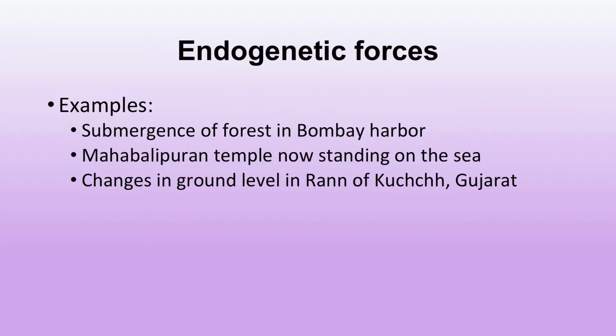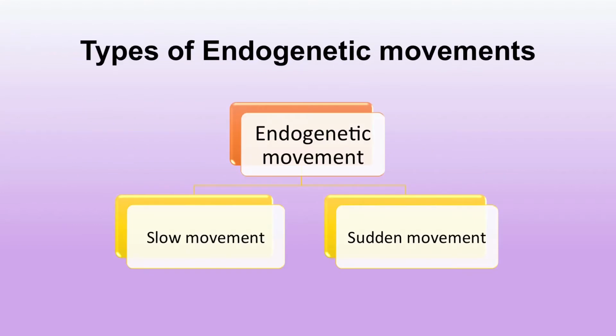Some of the examples of endogenetic forces and the resultant landforms are the submergence of forest in Bombay harbour, second is Mahabalipuram temple which is now standing in the sea, then changes in ground level in Rann of Kutch of Gujarat. So these are some of the examples of forces that generate different landforms, examples of endogenetic forces. Now what are the types of endogenetic forces?